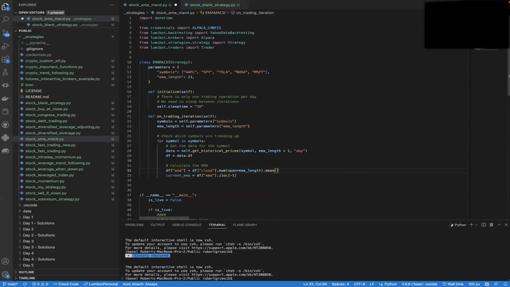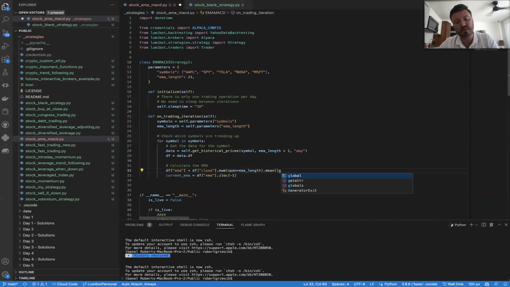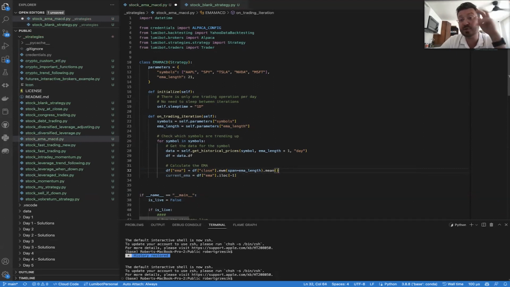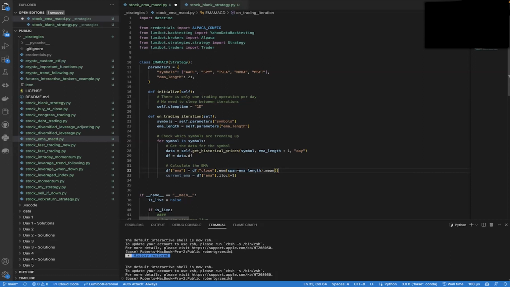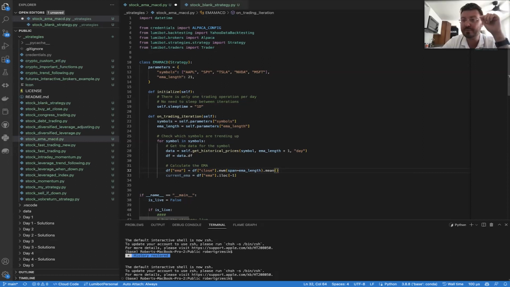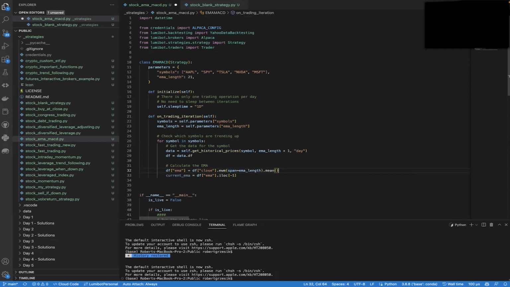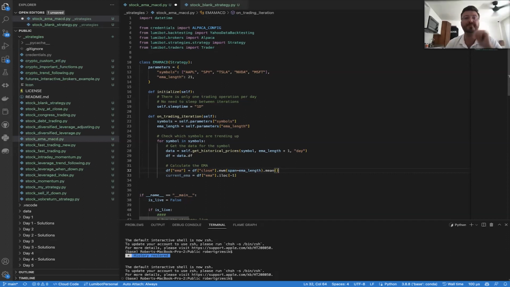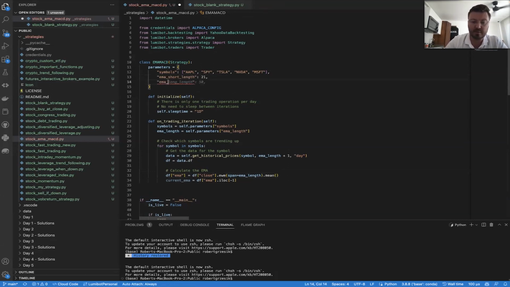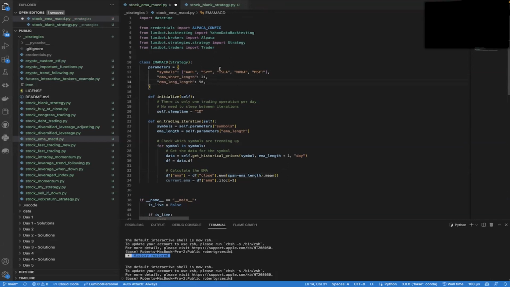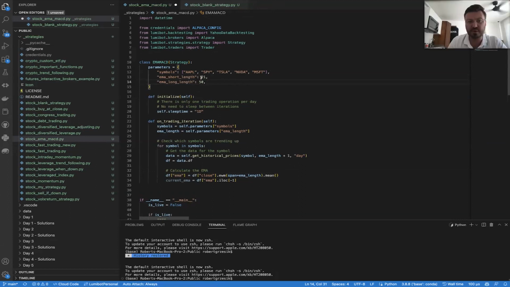Okay, so I think I see what you're getting at. You have two EMAs, and you're looking for when the short EMA is above the long EMA, meaning you're going into an uptrend, and when MACD is above zero. Is that correct? Okay, so let's change this a little bit. We'll have EMA short length and EMA long length. These seem kind of long, 21 and 50. Tell me if you want different numbers there.